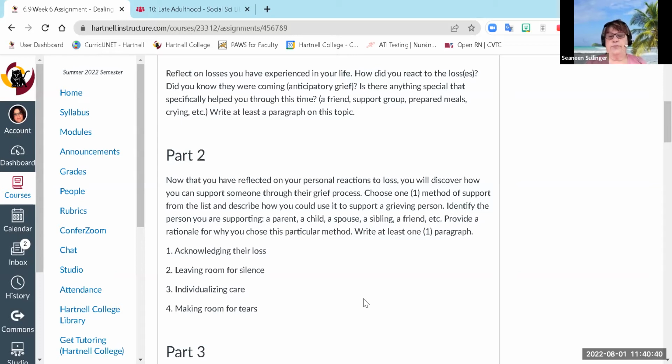Identify the person you're supporting. Would it be a parent, a child, a spouse, sibling, friend, etc.? And then a rationale for why you chose that particular method, and you want to write at least a paragraph. For example, popular ones are really leaving room for silence and making room for tears. I think in the nursing program, individualizing care really comes through a lot. But I think even just acknowledging their loss can be very important as well.